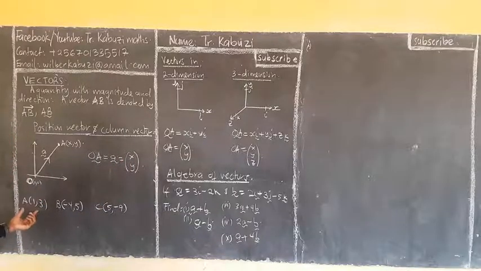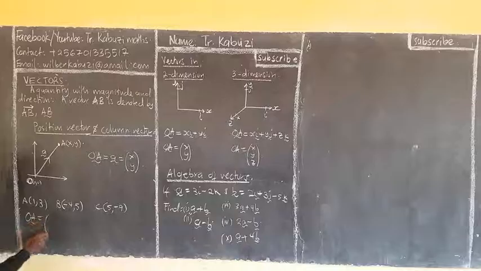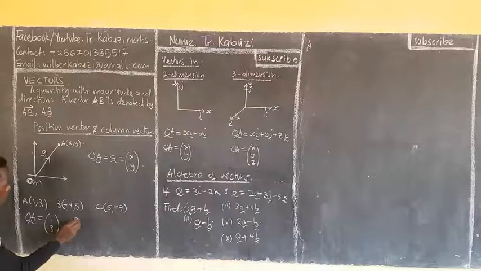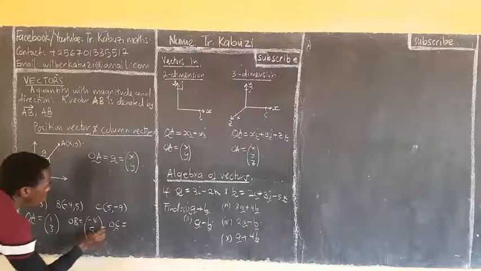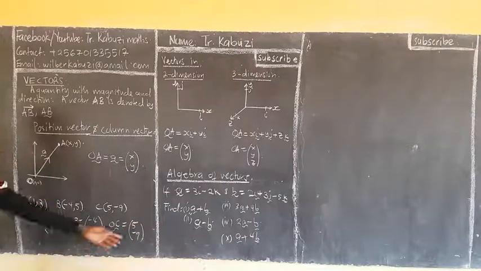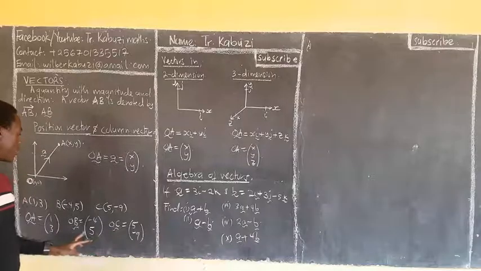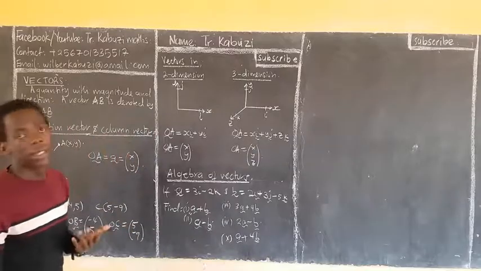If I want you to get the column vectors, I mean the position vectors of these, you just write them as column vectors. So the position vector of A will be OA. From here, I can get the position vectors of these 3 points, like this. So that's how I get those position vectors. Of course, I put these arrows to show that those are vectors.